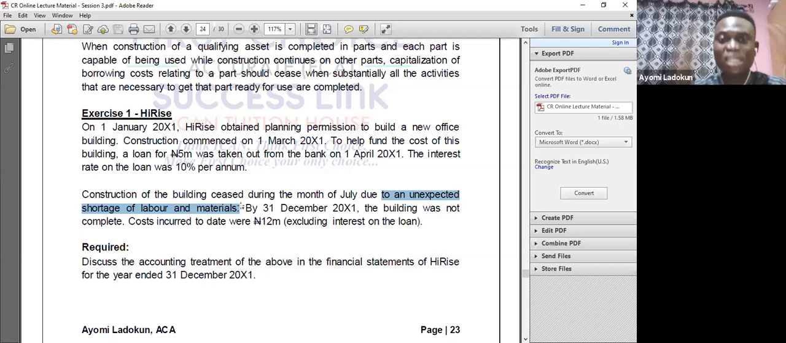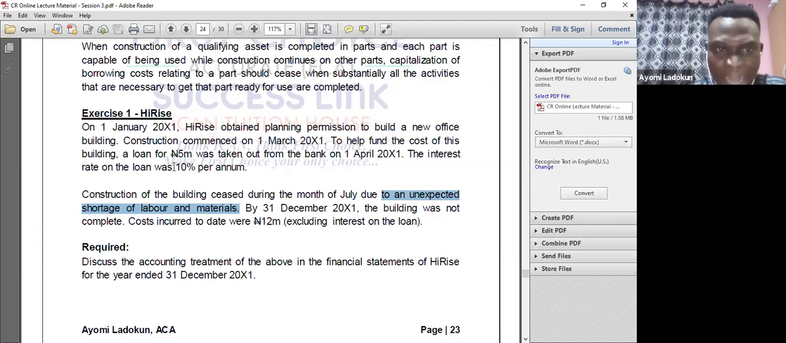Okay, so this cessation, or interruption, is not necessary to get the asset ready for intended use. So what will I do? I will not capitalize for the month of July. We have already counted the month of July the other time when we said April, May, June, July, August, September, October, November, December, 9 months. So what it means is I will have to capitalize for 8 months.